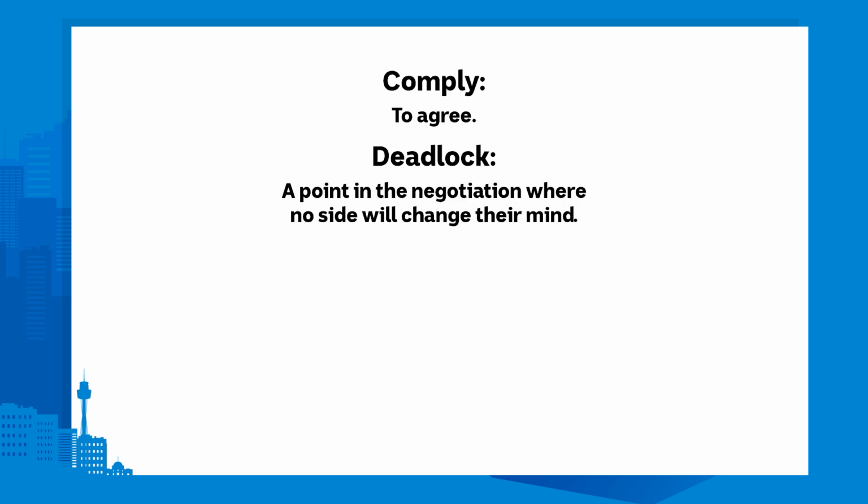A deadlock is a point in the negotiation where no side will change their mind. There is 100% disagreement. Sue wanted to avoid this, and so did the other party, Andy. She says they had a mutual understanding. They wanted to move forward. Mutual can mean agreed by everyone.